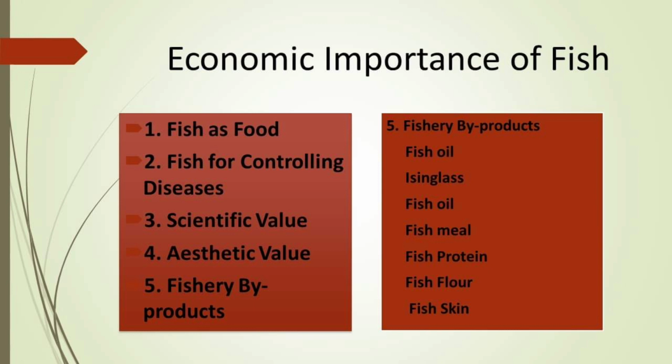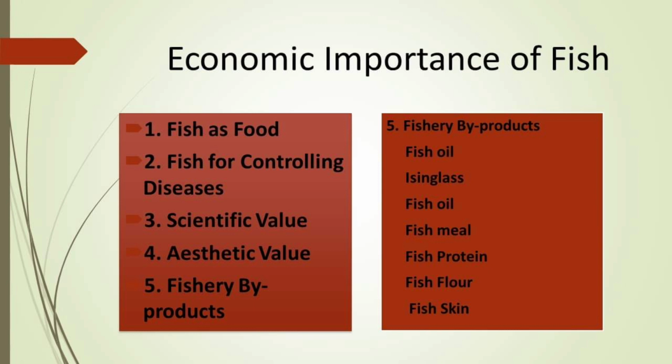Next, we have here scientific value. Some fish, like the lungfish, are of zoological importance because of their discontinuous distribution and anatomical features. Therefore, we have aesthetic value. A large number of fish are cultured in aquariums for their beauty and graceful movements. The important aquarium fish are macropods.